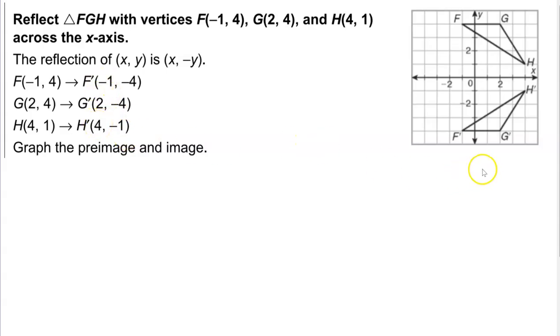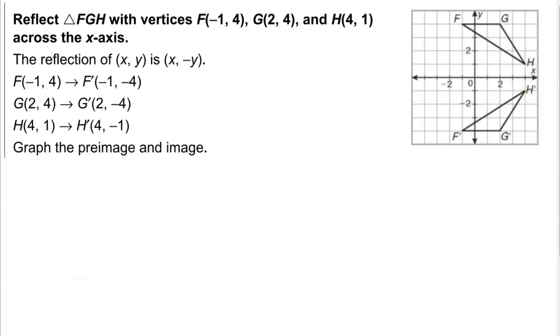Another way to do that is to count the distance from H to the x-axis, which is 1, so I go 1 more to make my new point. From G to the x-axis is 1, 2, 3, 4, so I go 4 to make my new point. Same thing with the F. It's 4 here, and then go 4 more to go across the x-axis.